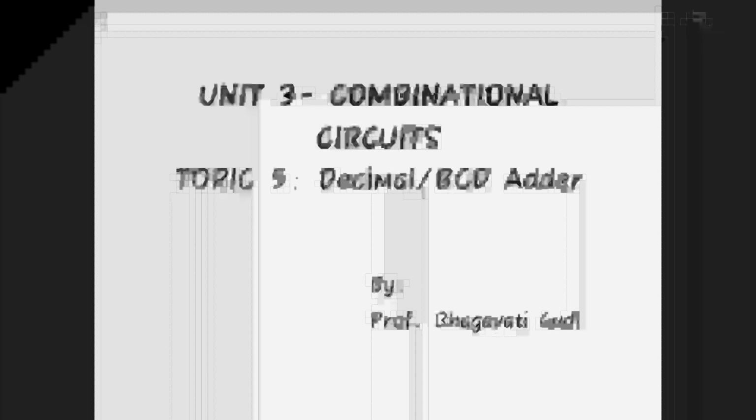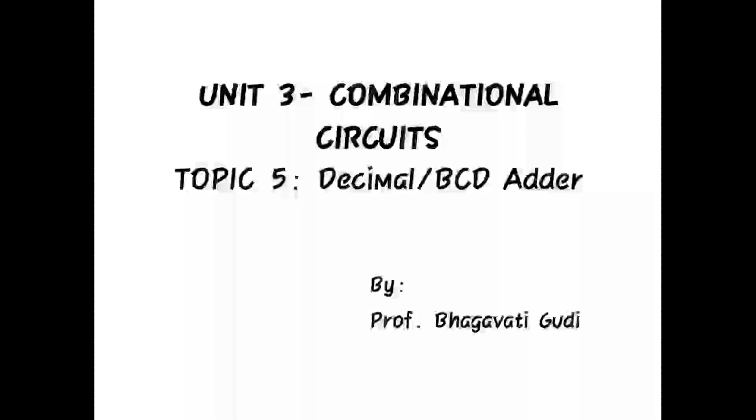Hello students, today we will be dealing with the fifth topic, that is the decimal or BCD adder. Till here we have studied topics like the definition of combinational circuit, analysis and design procedure, then the half adder and the full adder. This fifth topic deals with one of the types of adder called the decimal or BCD adder. BCD is nothing but binary coded decimal. So we'll see what this BCD adder is.